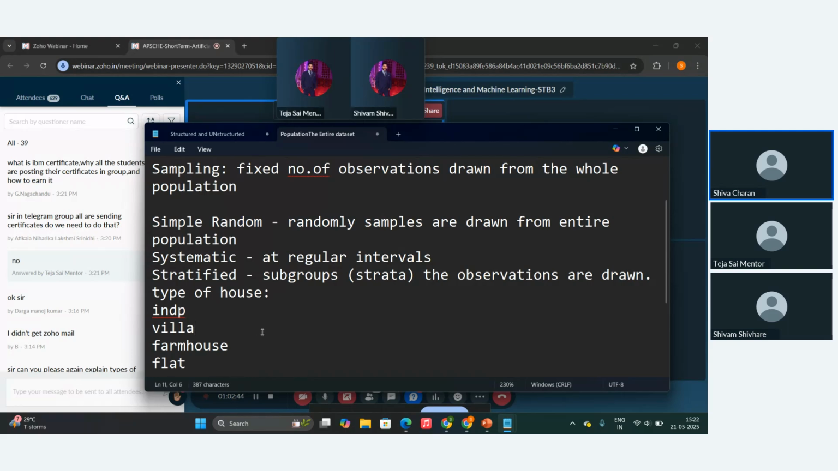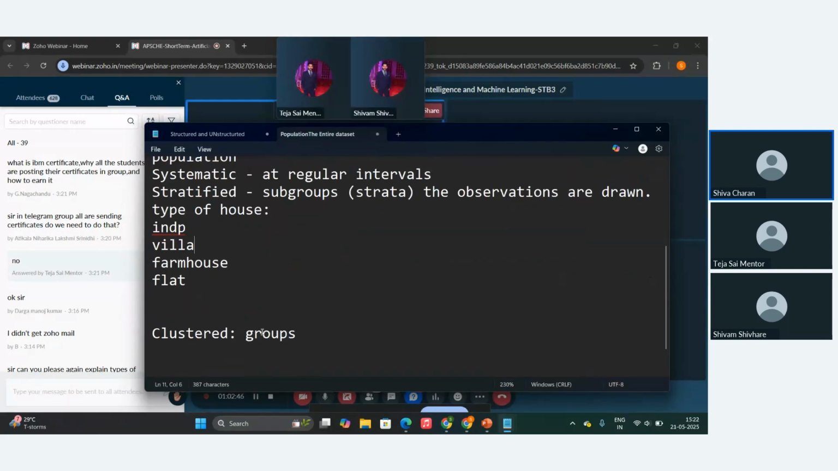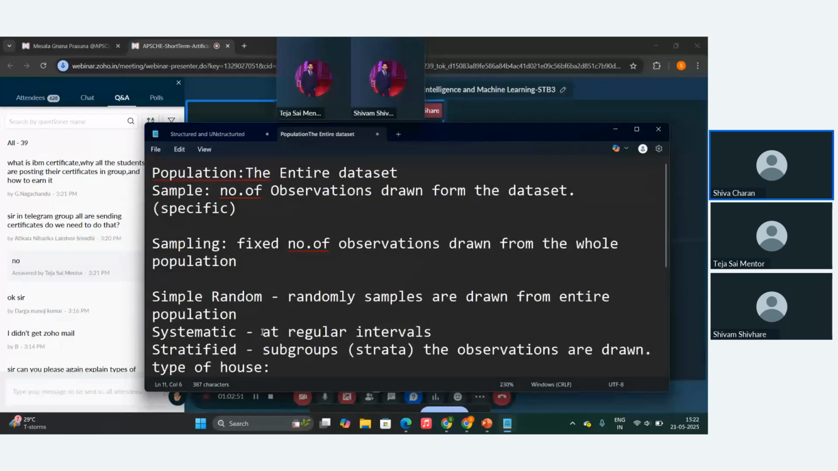So this is about the types of sampling. Today we have discussed the types of data, structured and unstructured, and under structured we discussed qualitative and quantitative data. Quantitative means numerical, and qualitative is categorical. After that we saw the central tendency concept: mean, median, and mode. Mean is the average, the median is the middlemost value, and mode is the most frequently repeated value.